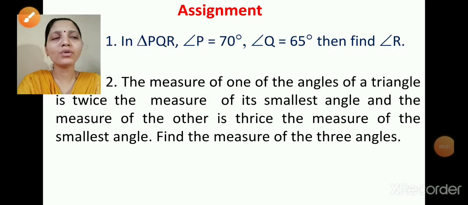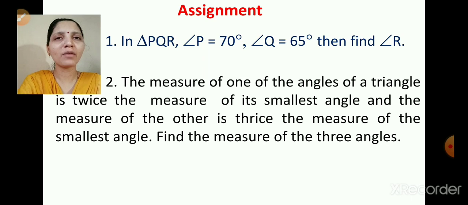Now let's move on to the last part of this session, that is the assignment. Here I have given you two questions and both the questions are based on the property of triangles, that is, the sum of the measures of all three angles of a triangle is 180 degrees. So using that property you can solve these sums. Now let's see what the first sum is. In triangle PQR, angle P is 70 degrees, angle Q is 65 degrees, then find angle R. So in the triangle the measures of two angles are given to you and you have to find the third angle. So that is a very simple one.